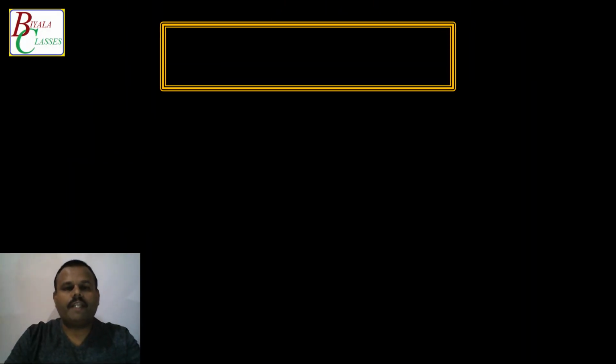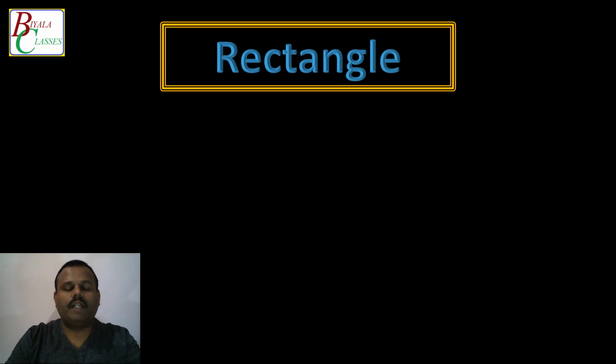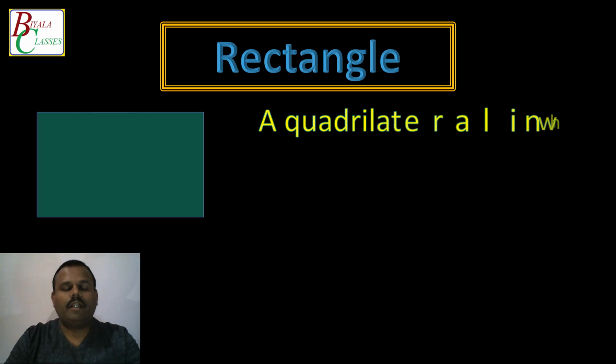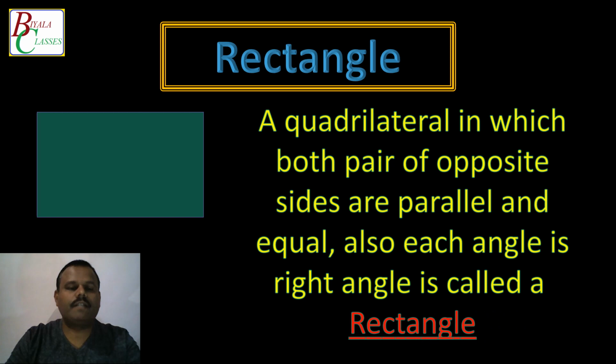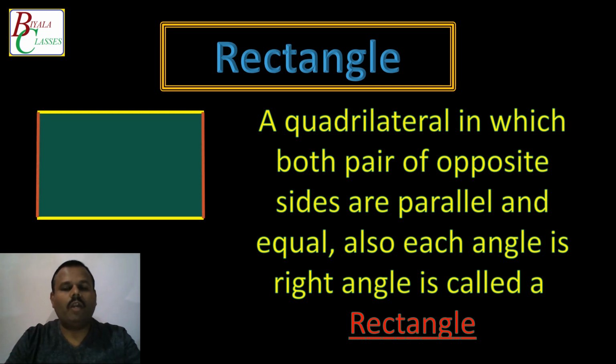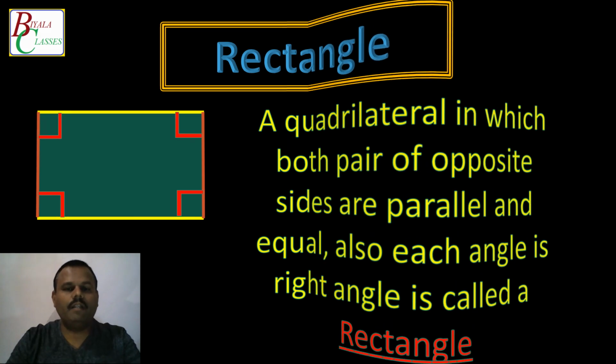Now let's move towards the next type of quadrilateral, that is the rectangle. This is one of the quadrilaterals which you have been introduced to in your junior classes, in primary classes itself. So rectangle, nothing more to tell you about it. It is a quadrilateral in which the opposite sides are parallel and equal, along with each angle being a right angle. All the angles of the rectangle will be 90 degrees each. So this is a rectangle.